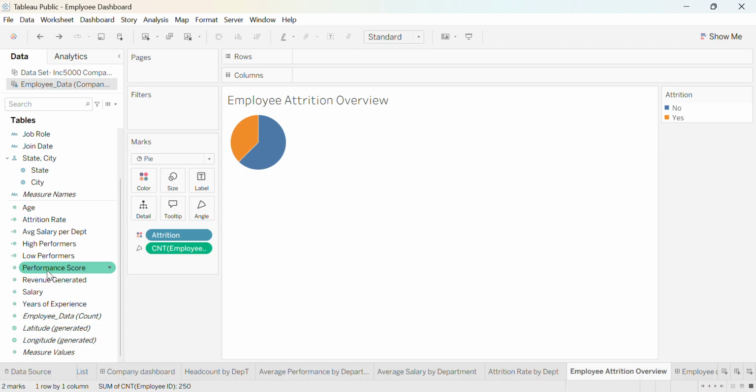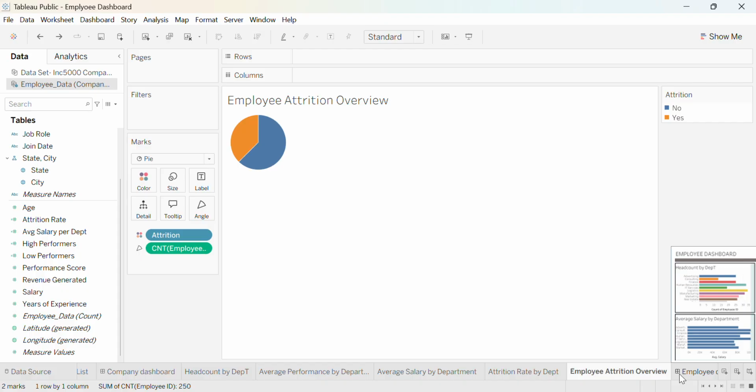This gives the normalized average performance rating per department on a scale of 0 to 100. These three fields together enable the complete workforce health analysis seen on this dashboard.